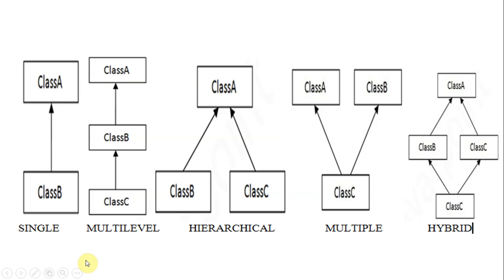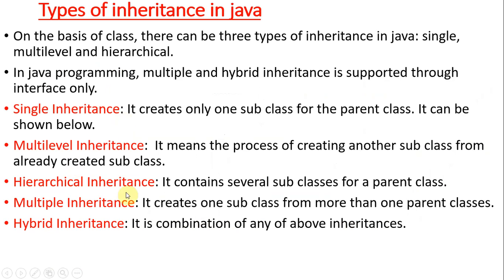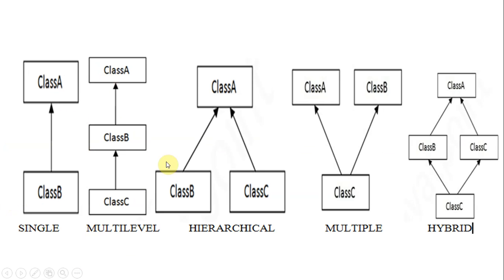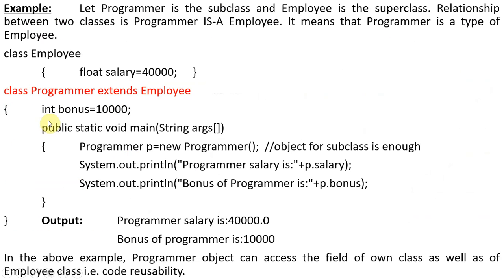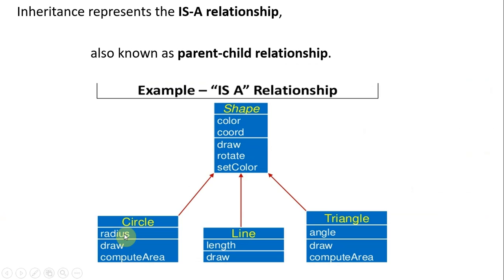When it comes to multi-level inheritance, it means the process of creating another subclass from an already created subclass. If you see the diagram here, class A is a superclass, class B is a subclass. For this subclass we are creating another class. So the direction of inheritance is upward.